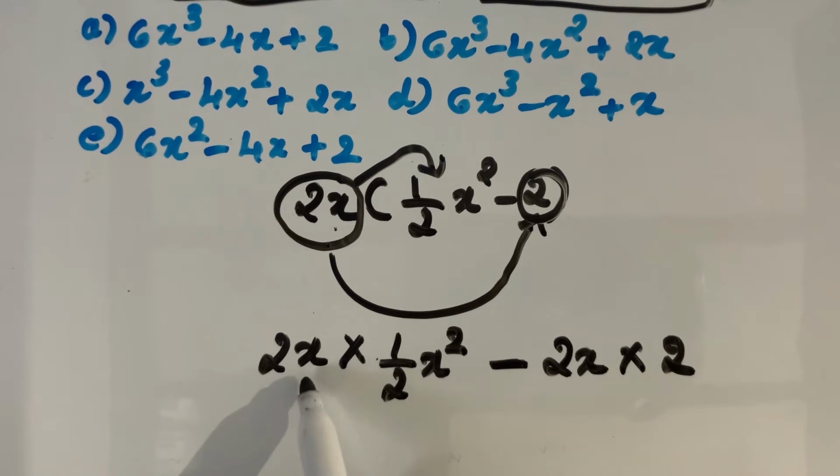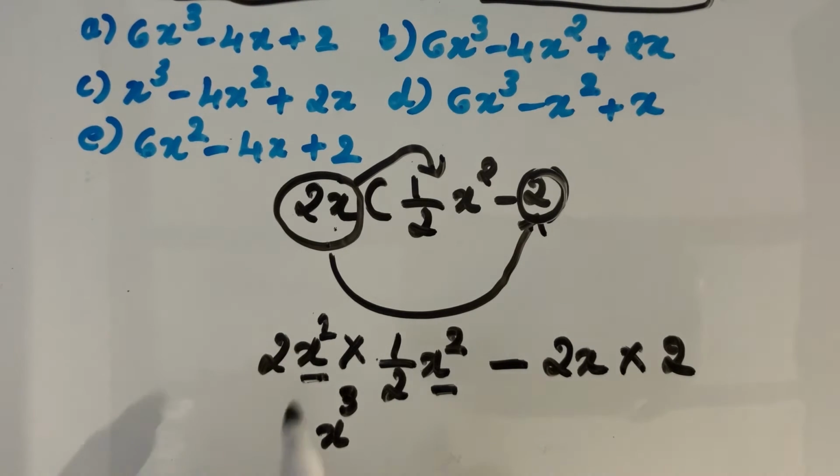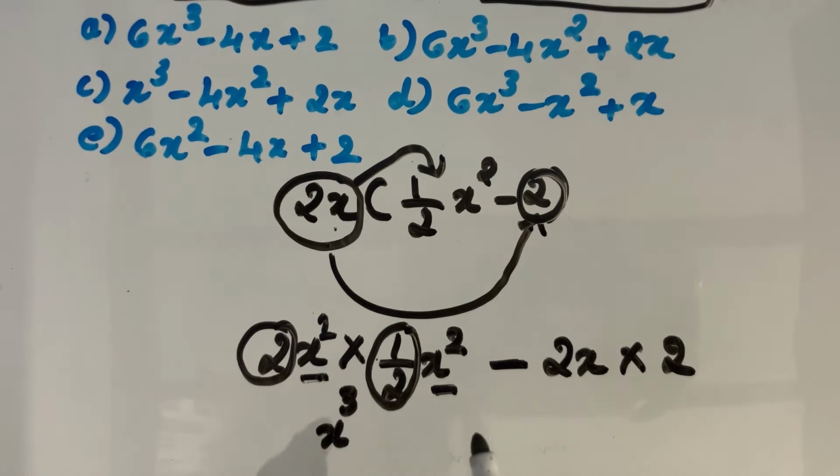Now, what is x times x? x square. x times x square. x is nothing but x to the power 1. x to the power 1, x to the power 2. If you multiply them, you will get x to the power 3. Then you have 2 times half, which is nothing but 1. 2 times half means half plus half. That is 1 whole. So this is 1x cube. But in algebra, we don't write 1. So you can just write it as x cube.